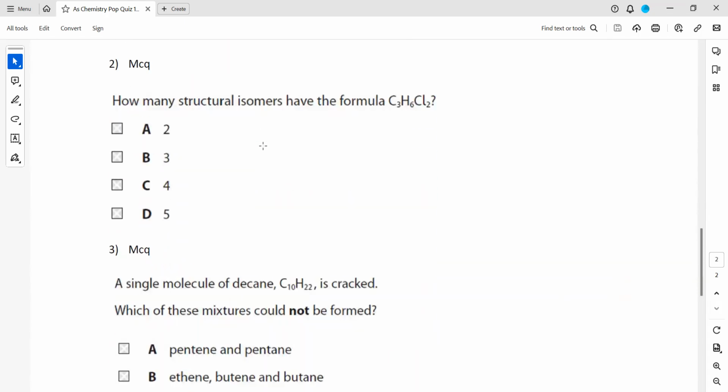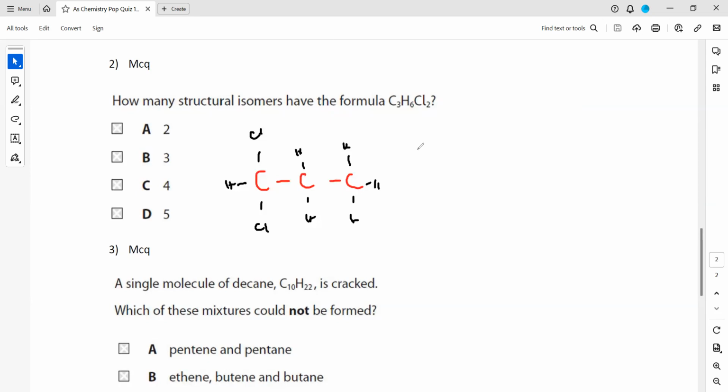How many structural isomers have the formula C3H6Cl2? It means how many different structures can be drawn for this C3H6Cl2. So for this, you have to draw the structures. For example, we have 3 carbon atoms, and first we put chlorine on the first one, and the remaining will be hydrogen. This is the first structure.